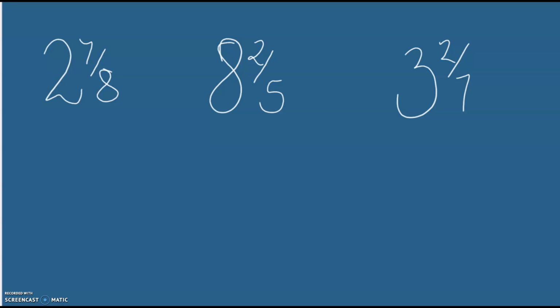So in the first case, I have the number 2 and 7/8. This is considered to be a mixed number because I have a whole number 2 and then I have a fraction part 7/8. So this is what we call a mixed number. I'm going to convert this into an improper fraction.